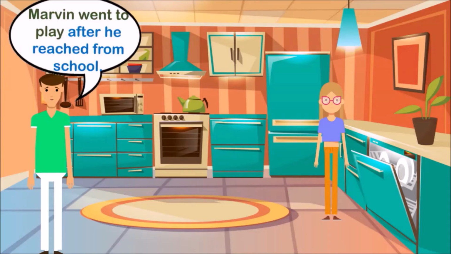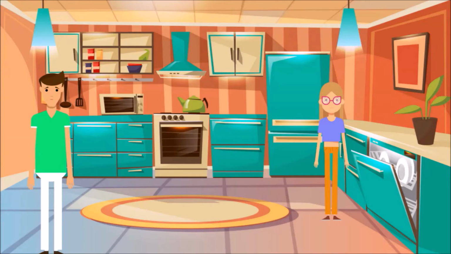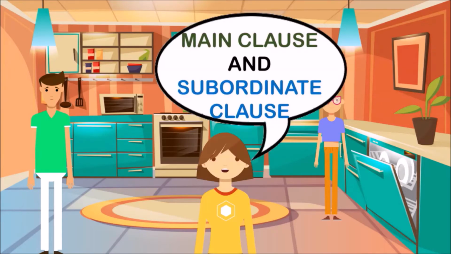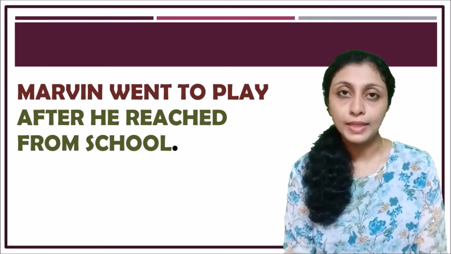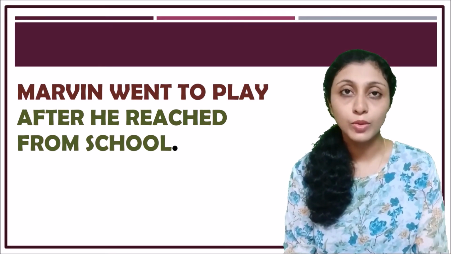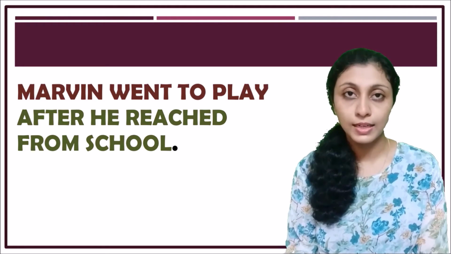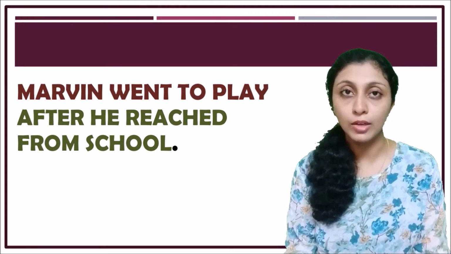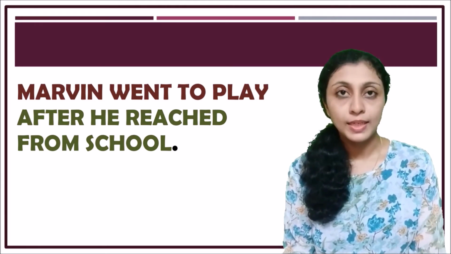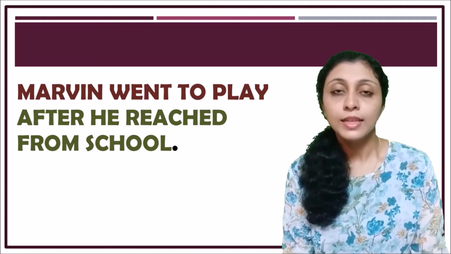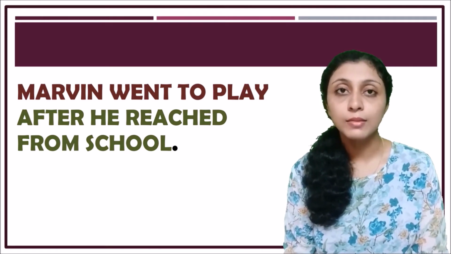Marvin went to play after he reached from school. Main clause and subordinate clause. Went to play is the main clause. After he reached from school is the subordinate clause as it is dependent on the main clause. Marvin went to play after he reached from school. Now in this sentence, can you identify the main and the subordinate clauses?